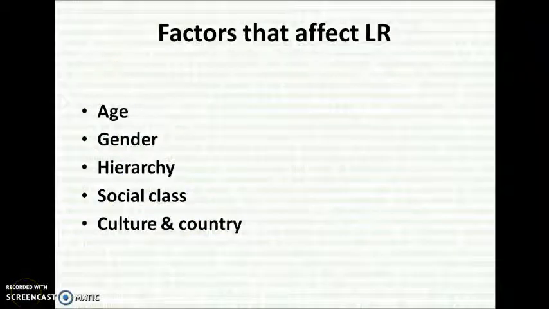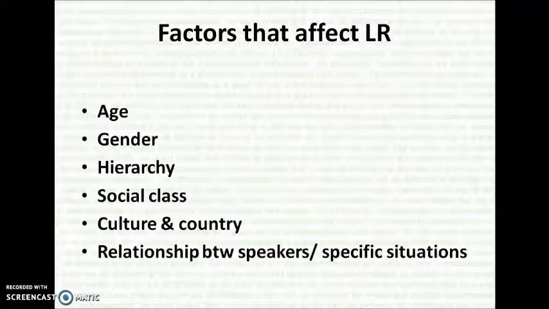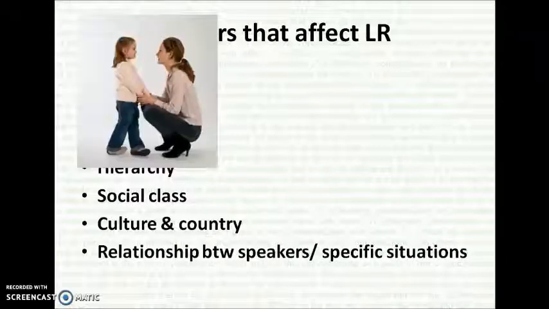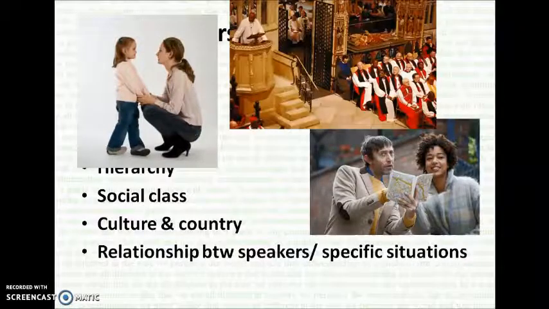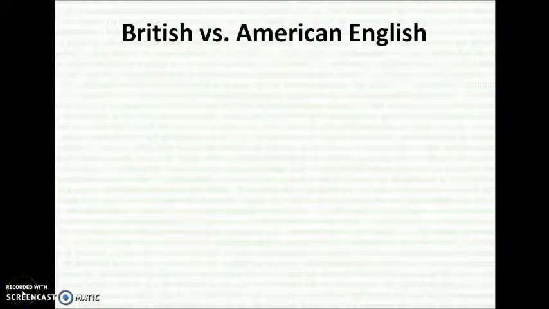And lastly, another important factor that affects the language that we use is the specific relationship between speakers or specific situations. We can see, for example, a parent and a child, a stranger giving directions on the street, or a priest giving a sermon at church. Let's look at the most important British English and American English differences.